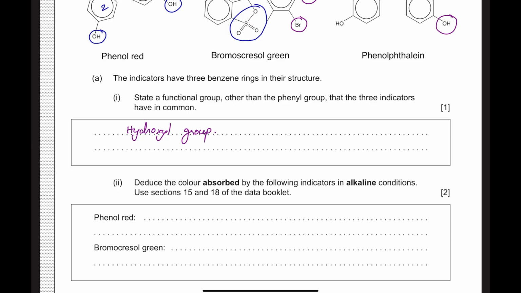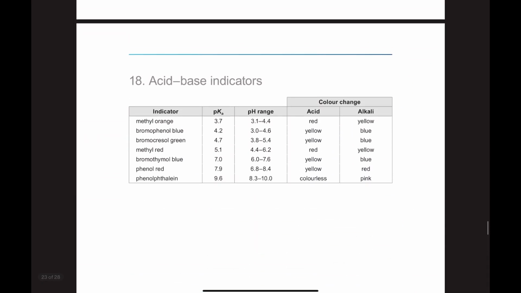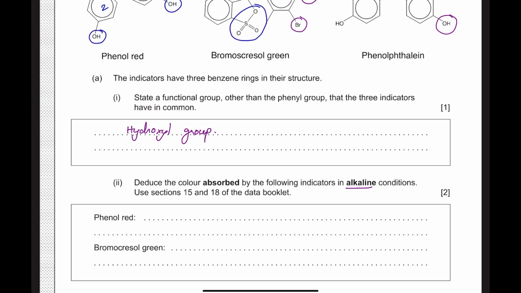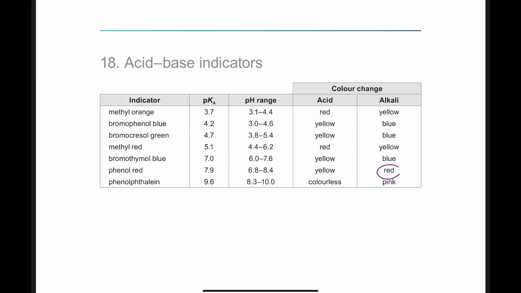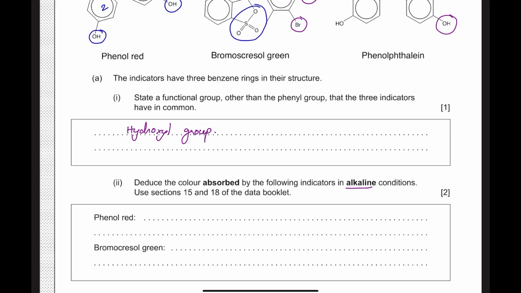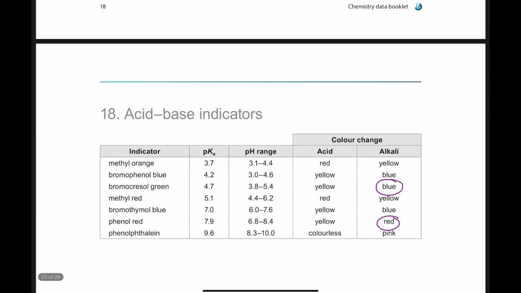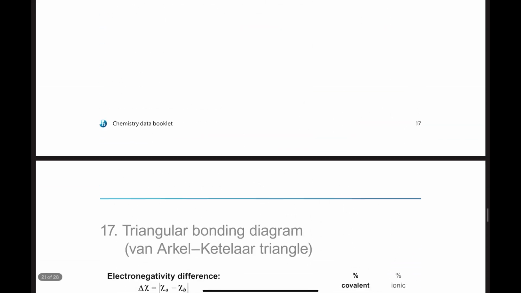Next, deduce the color absorbed by the following indicators in alkaline conditions. Okay, fine. We have to use section 15 and section 18. Section 18 will tell you what's the color in acid and alkaline. So we have to find it in alkaline condition. For phenol red, the alkaline condition is red. For bromocresol green, the alkaline condition is blue. Now we have to use the color wheel to identify which colors are absorbed.